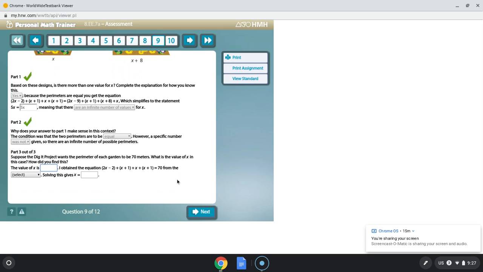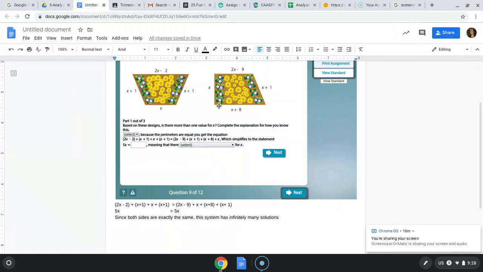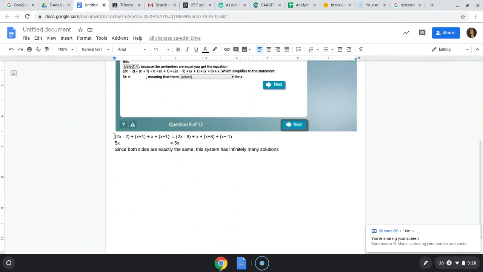Yay. Okay, last part, 3 out of 3. Suppose the Dig It project wants the perimeter of each garden to be 70 units. What is the value of x in this case, and how did you find out? Look, they gave you a clue already. This is the equation that we're going to use, and now it's going to be equal to 70. So now we have to solve it. I'm going to go back in here, and instead of being equal, I'm going to copy the first part and set it equal to 70.